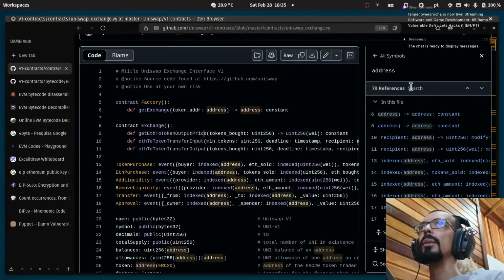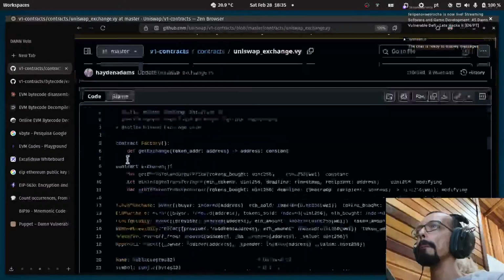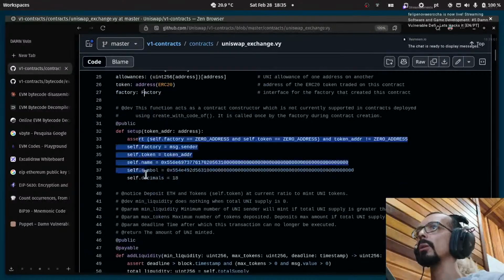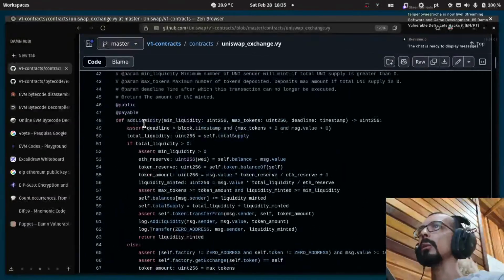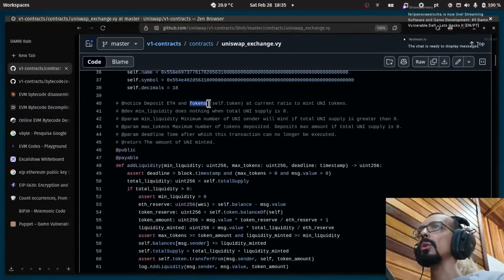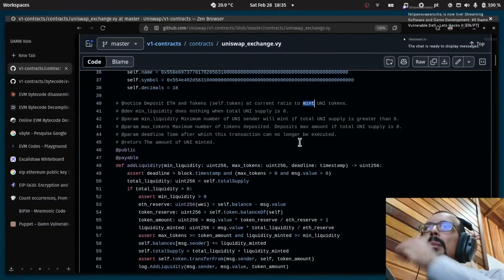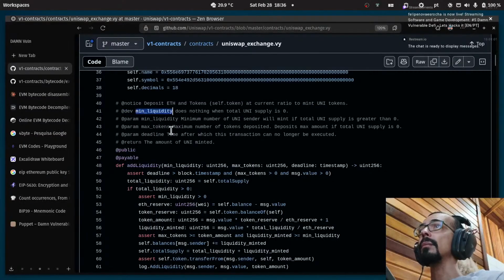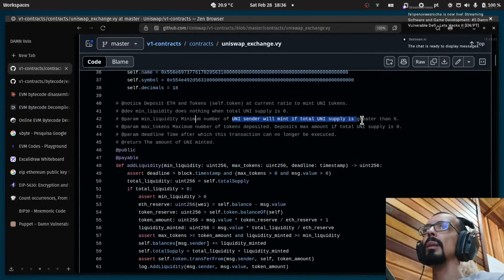Okay, so what do we have here? We have some getters, we have some balances, tokens, and so on. We have some name and symbols. And we will add liquidity. So deposited tokens and the current duration to minimum unit tokens, to mint unit tokens. Mint liquidity does nothing when the total unit supply is 0. Minimum number of units sender will mint if the total supply is greater than 0. Maximum number of tokens deposited, max amount, etc.